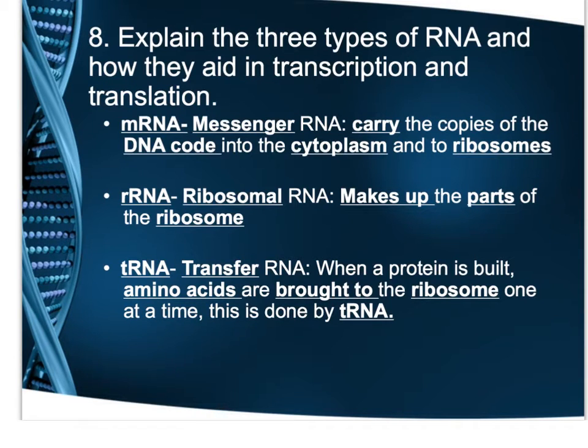Objective 8 says explain the 3 types of RNA and how they aid in transcription and translation. We haven't got to translation yet, but we have got to transcription. We talked about that just real brief. mRNA is the one that we're going to spend the most time on because that M stands for messenger RNA, and it carries the copies of the DNA code into the cytoplasm to this organelle that we haven't talked a whole lot about, but maybe you've recognized the name, something called a ribosome. Ribosomes are where proteins get made, they get pumped out.